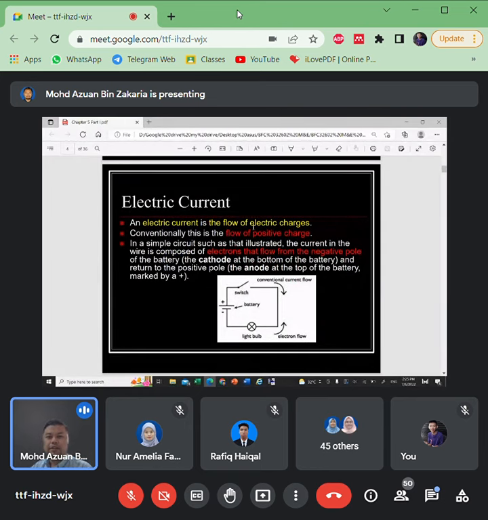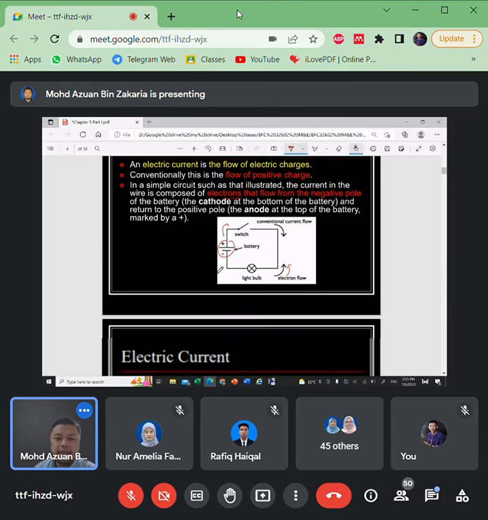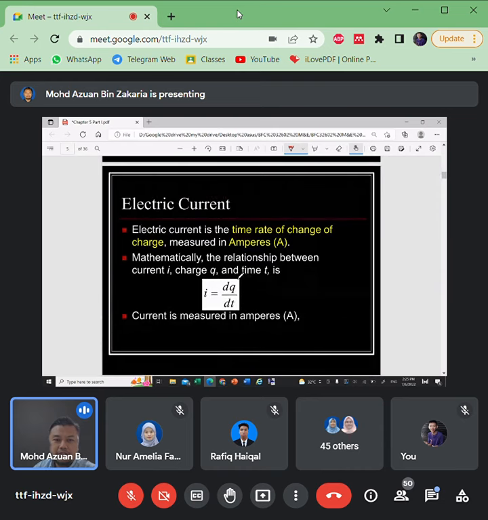Electric current is the flow of electric charge. Conventionally, this is a flow of positive charge. Okay, so we have a source of electricity, for example a battery. It has a positive terminal and a negative terminal. So positive charge will flow from the positive pole to the negative. Meanwhile, for electrons, the flow is the opposite way. Remember, the positive sign is longer than the negative sign.